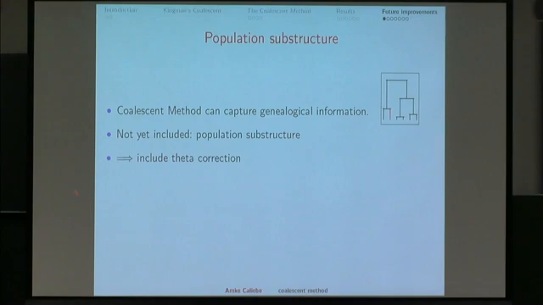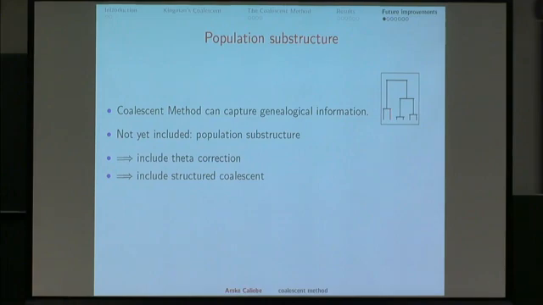We would like to include a theta correction, but as Nico pointed out, we're not quite sure which theta to use. Well, it's work in progress. I think we have to arrive at some conclusion how to handle that. And we also want to look here at the structured coalescence. So the structured coalescence can handle substructures, therefore it's called that way. So we can also include that.